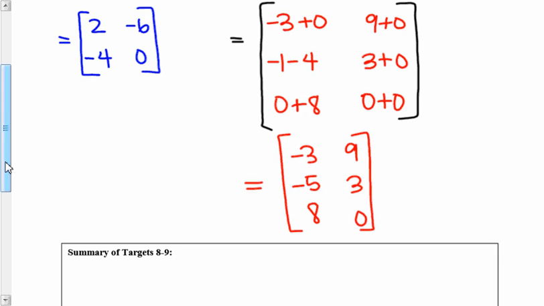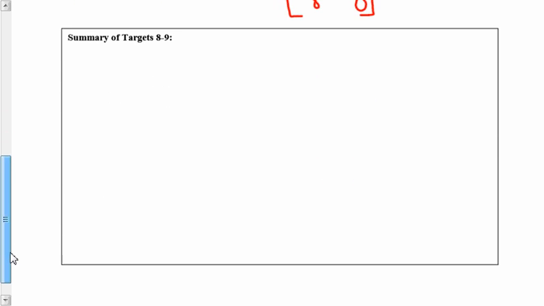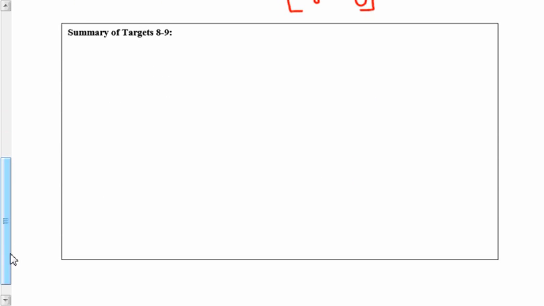And that concludes the notes. So I would write down maybe a summary of targets 8 and 9. How do you know when you can add or subtract matrices? How do you know when you can multiply matrices? I would maybe write those steps in there so you remember how exactly to go about doing that and what your criteria has to be.